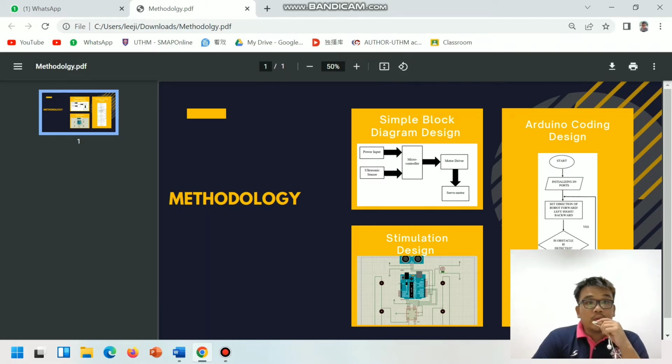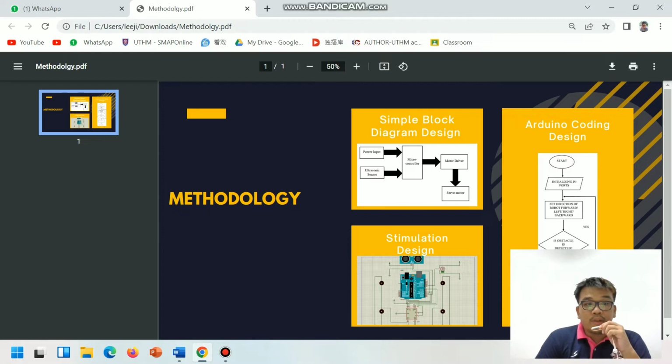My name is Lee Jin Zoe. I'm going to present to you about the methodology part of our project. So the first part is the simple block diagram design, the design for the components of the DC mini electric model. We have a PC, microcontroller or Arduino, ultrasonic sensor, power supply, and several motors.